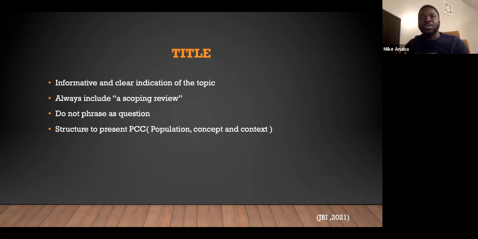So what is the main idea that you're looking at? What is the main phenomenon that you're looking at? Whether you're looking at well-being, or cancer, or whatever topic that you're hoping to study. And then the population looks at the specific participants that are of interest to you, whether a youth population, women, or men. So all these things must be captured in your title.